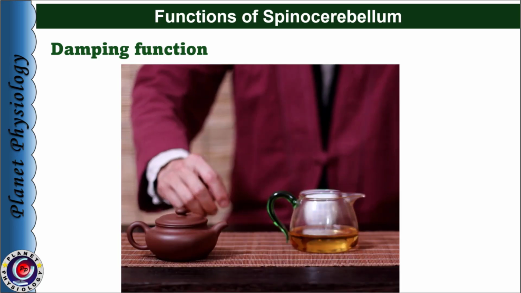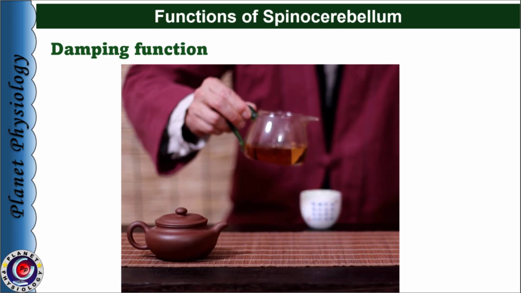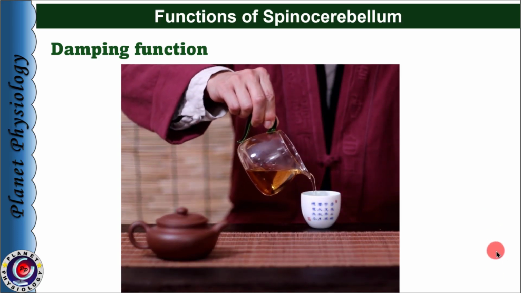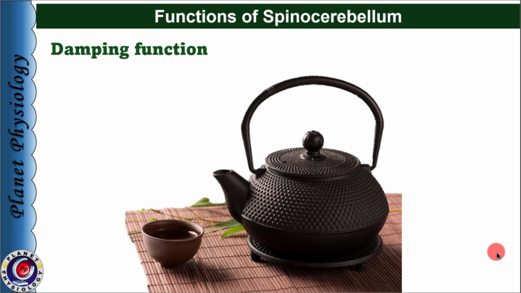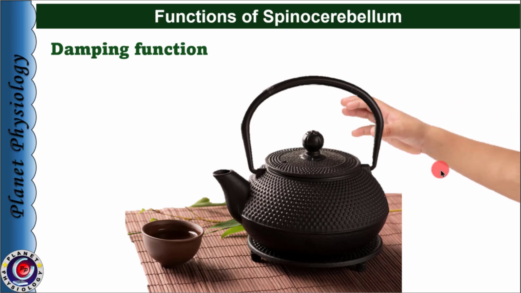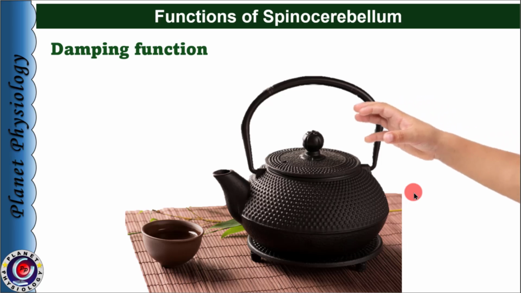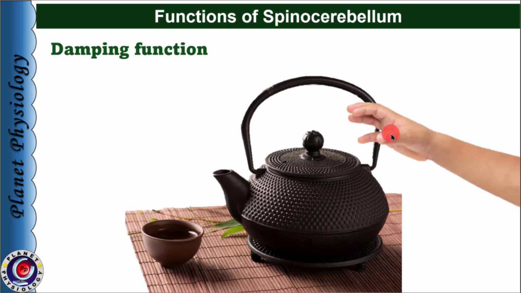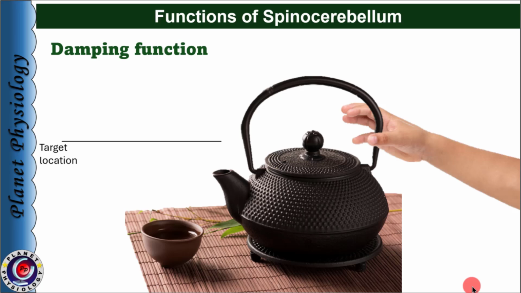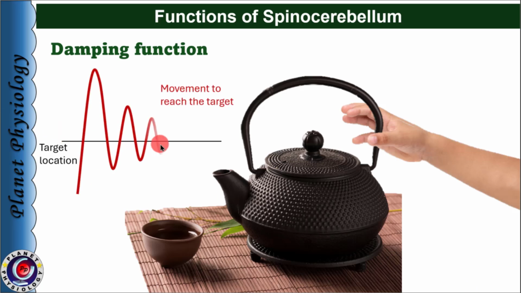To visualize this better, let's see what happens to this movement without the damping function of the cerebellum. The motor cortex still sends the commands to reach the kettle. However, without proper cerebellar control, the hand overshoots, moving beyond the kettle. Recognizing this error, conscious centers initiate a corrective movement in the reverse direction. But again, the hand overshoots, this time in the opposite direction. This cycle of overshooting and correcting continues, with the amplitude gradually reducing until the hand reaches the intended target.